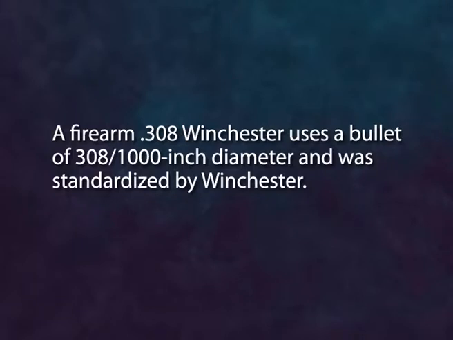There is a huge amount of variation in cartridge nomenclature. Various characteristics of cartridges are reflected by their names. For example, a .308 Winchester firearm uses a bullet of 308 by 1000 inch diameter and was standardized by Winchester.